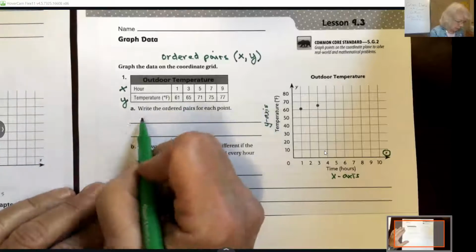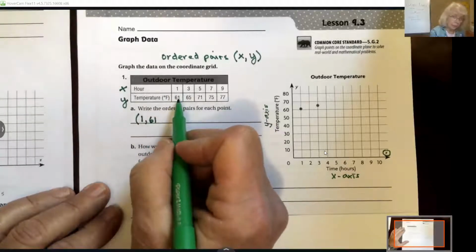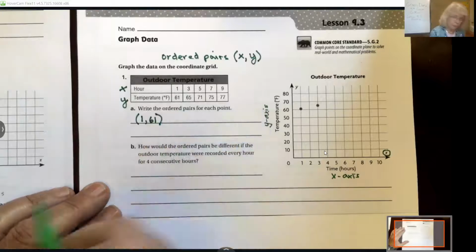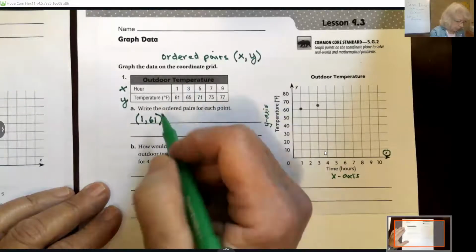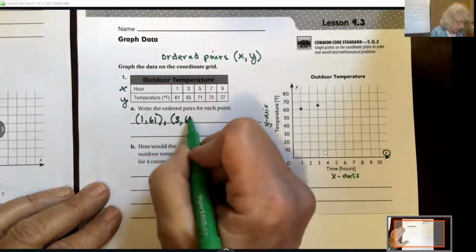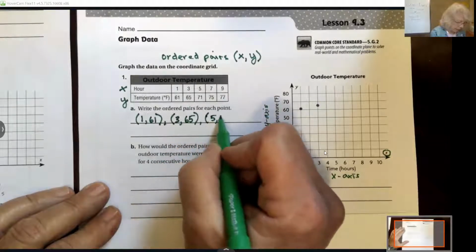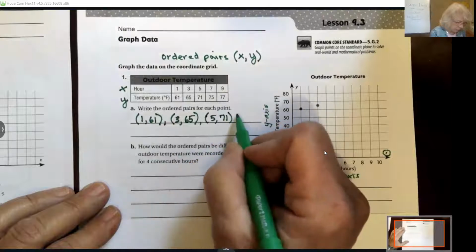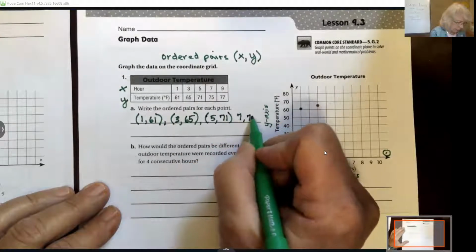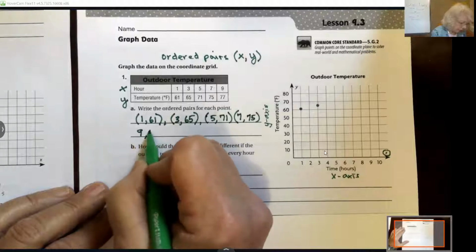So it looks like this. 1, 61. 1 for the x, 61 for the y. That's our first coordinate pair. And we move across and just write them down. 3, 65. 5, 71. 7, 75. And 9, 77.